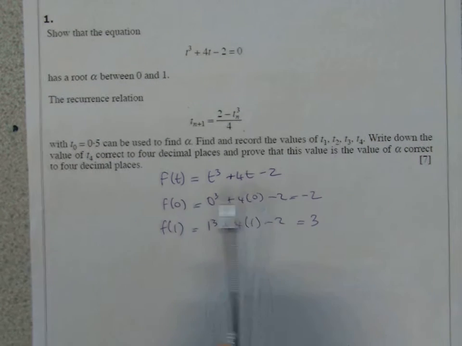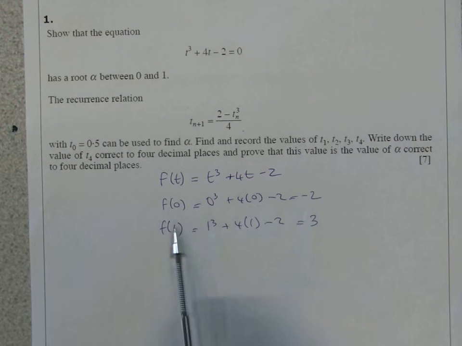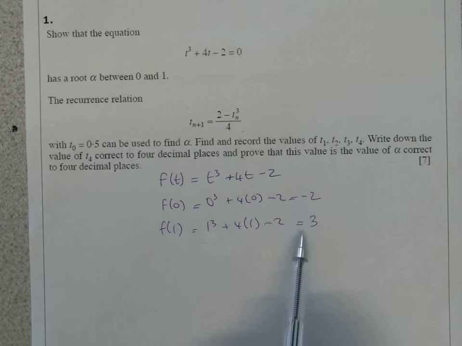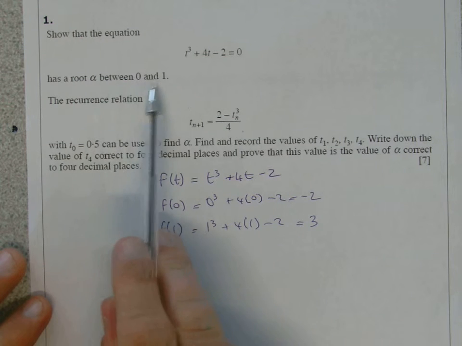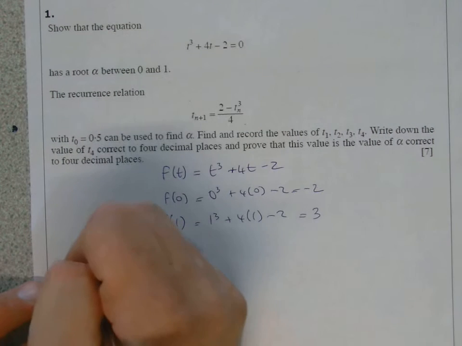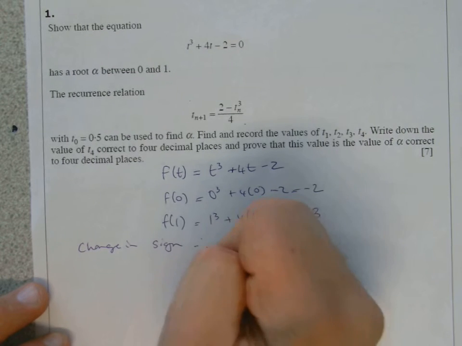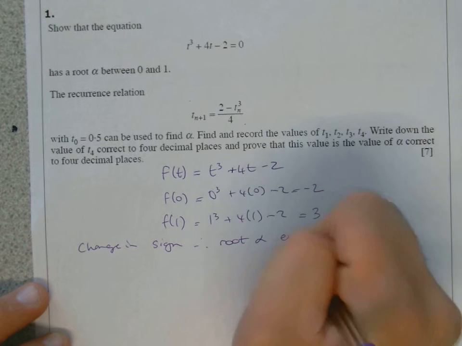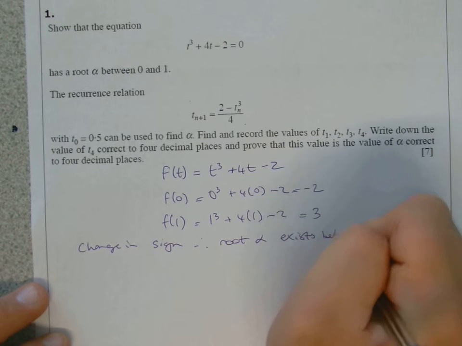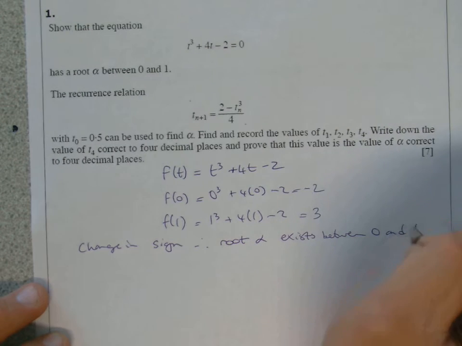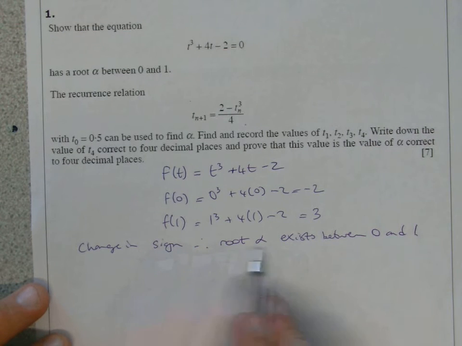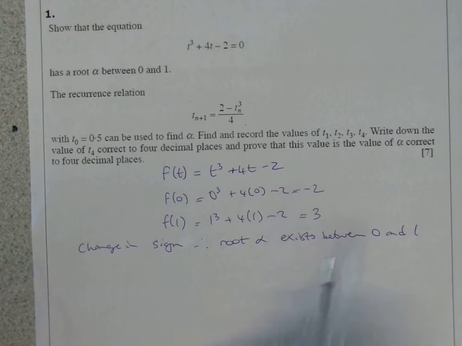Now what's noticeable here, of course, is f of 0 comes out as minus 2. f of 1 comes out as 3. One is negative, one is positive. So if there's a change in sign, that means the root alpha must lie between those two values. So we simply say change in sign, therefore root alpha exists between 0 and 1. It's important you make this statement. Once you've made that statement, you've shown there's a change in sign, and therefore the root does exist between 0 and 1, and you've got the marks.